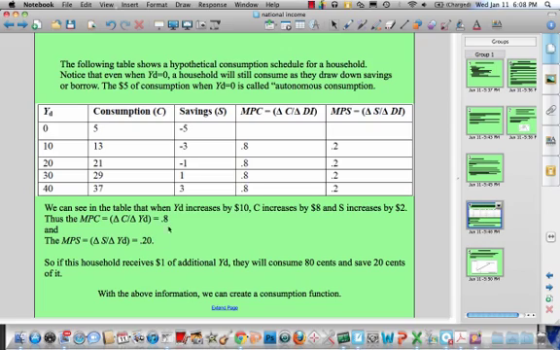So here's the derivation. Here are the equations that got us to these 0.8 and 0.2. Bottom line, if this household receives $1 of additional disposable income, they will consume 80 cents and save 20 cents of it. So with this information, we can create a consumption function.